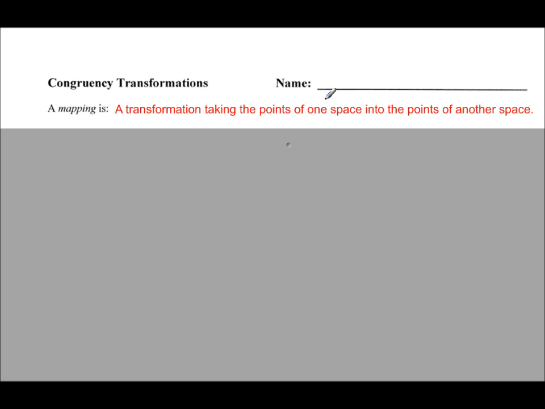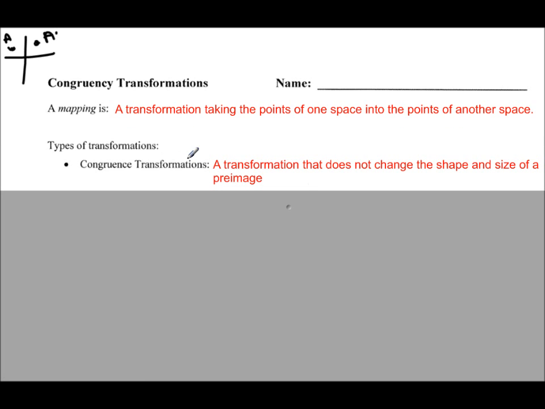A mapping is a transformation taking the points of one space into the points of another space. So for example, if I have some points on a coordinate plane, and I call this point point A, and I map it onto point A prime, that means I just move it onto another space. A congruence transformation is exactly what it sounds like. It's a transformation that leaves the original image exactly the same size and shape. The original image is called the pre-image, and it doesn't change the size and shape of it.